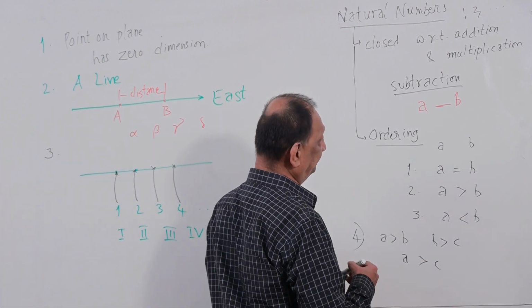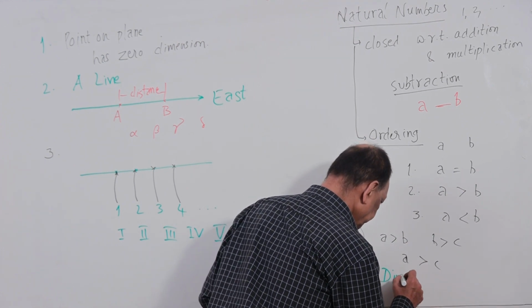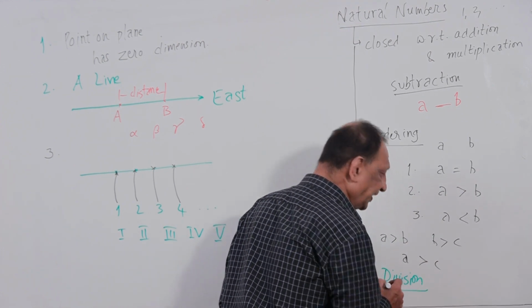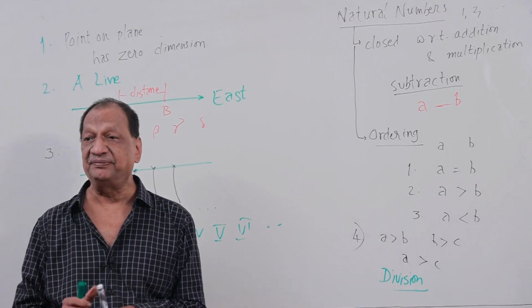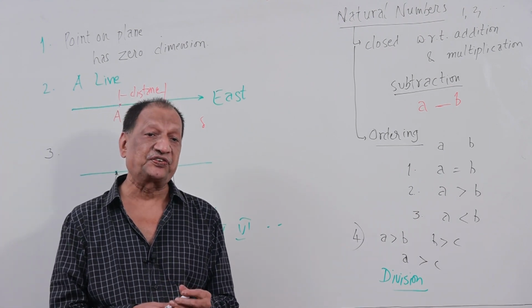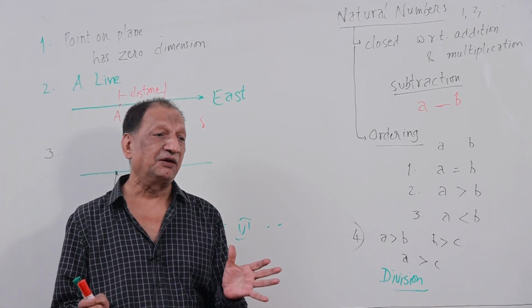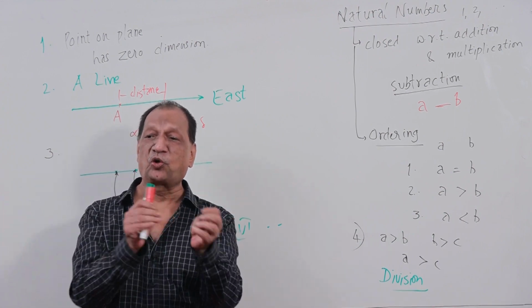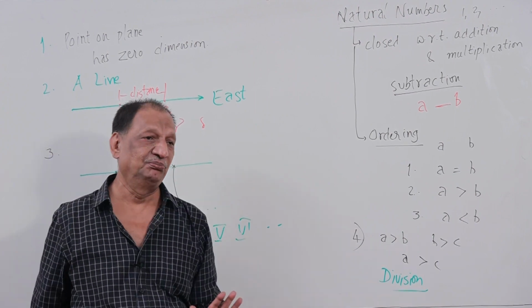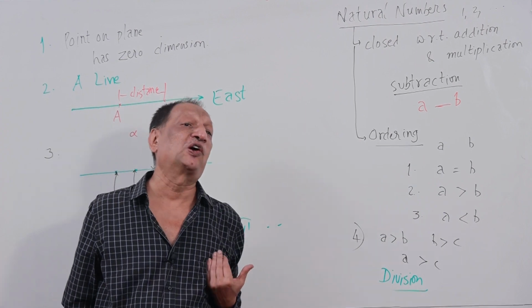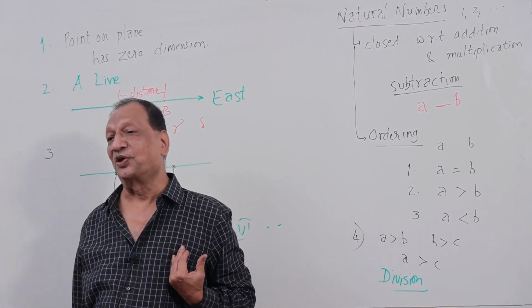When you come to division, I can do division provided it is an exact multiple. I can do 6 by 3. Supposing I have 6 coconuts and I want to distribute them among 3 people, I give 2 coconuts each. Perfect, no problem. But the problem comes when I have only 5 coconuts and I have to distribute them among 3 people.